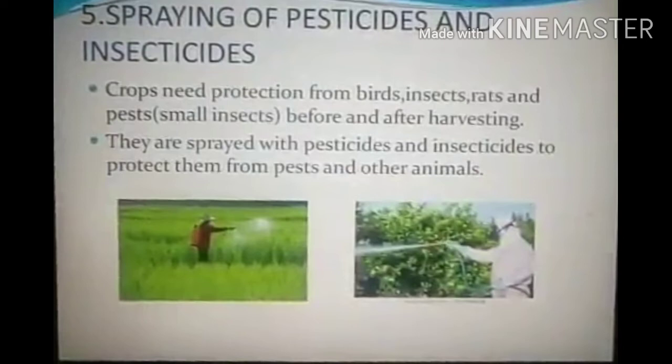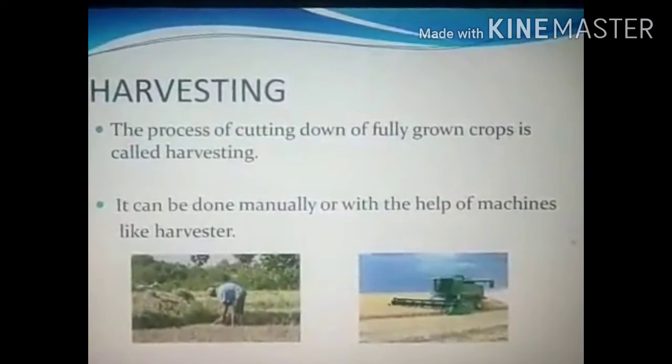Crops also need protection from weeds. Weeds are unwanted plants grown with crops. Weeds can be removed manually or using a chemical called weedicide. This activity is called weeding. Now the next and last step of agriculture is harvesting and storage. Harvesting is actually the cutting of matured and well-grown crops. This can be done manually or by machines.